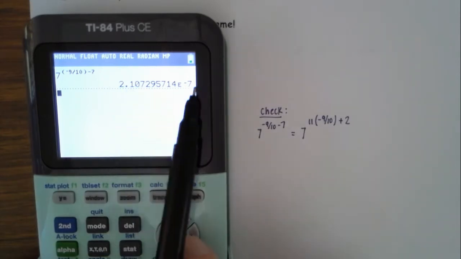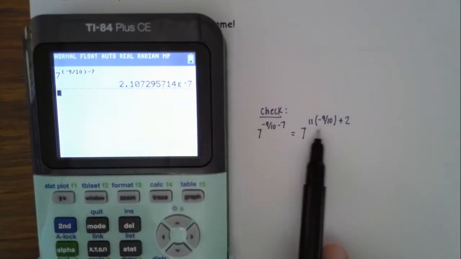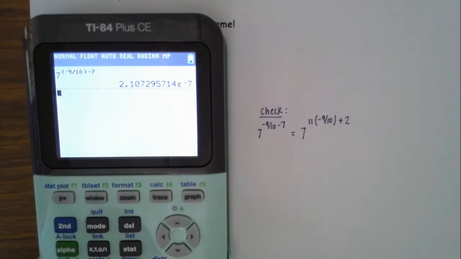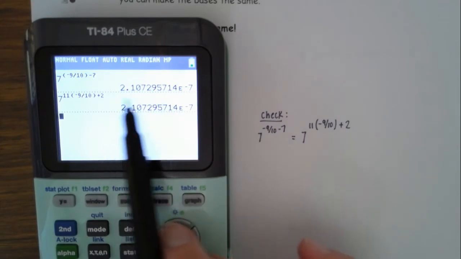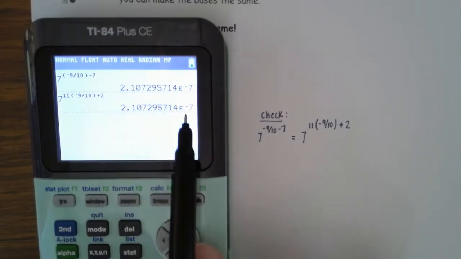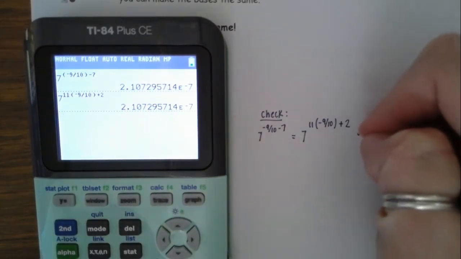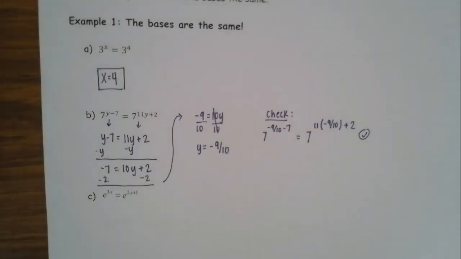Doesn't work out to be a very nice number. That's okay. I just want to make sure that it's the same as when I plug this stuff in on the right-hand side. So 7 raised to the 11 times -9/10 plus 2. And that's telling me that this left-hand side decimal is equal to the right-hand side decimal. So that does end up working as my value. So y does equal -9/10.